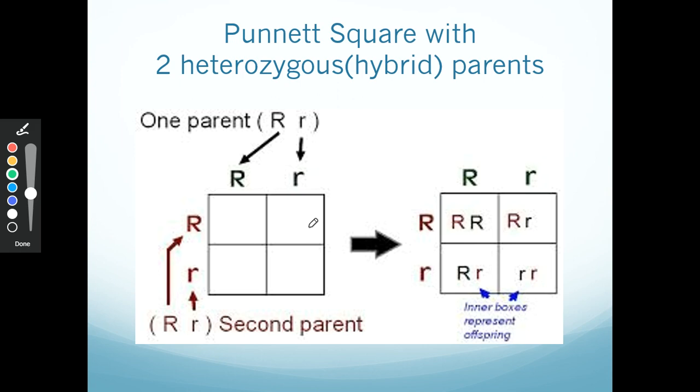So when we put together our Punnett squares, and it walks you through this on pages 400 and 401, I always start with the top left and work down to the right. So here, capital R, and then go down again, capital R, lowercase r, lowercase r. Then I go right to left.